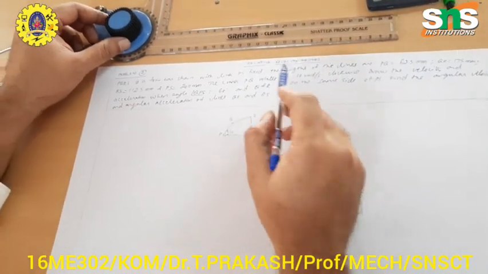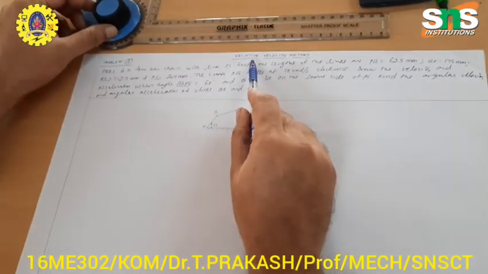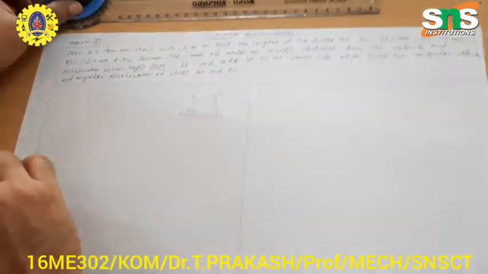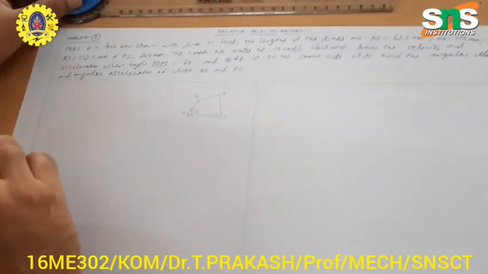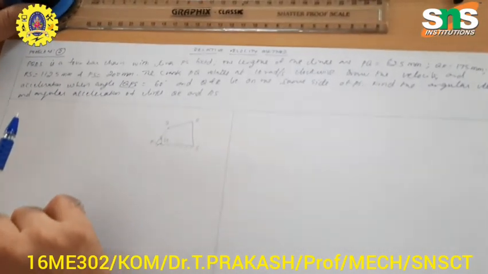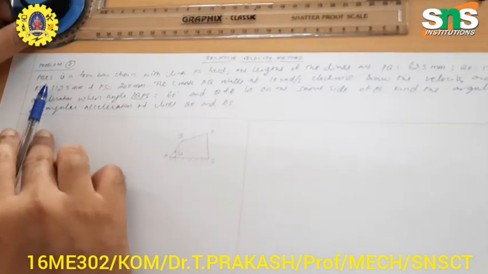Okay, next, once again in the second problem, by using the relative velocity method we are going to see the 4-bar chain mechanism. In the previous problem we have seen the slider crank chain. In the next problem we are going to see the 4-bar chain mechanism. First I read the problem.